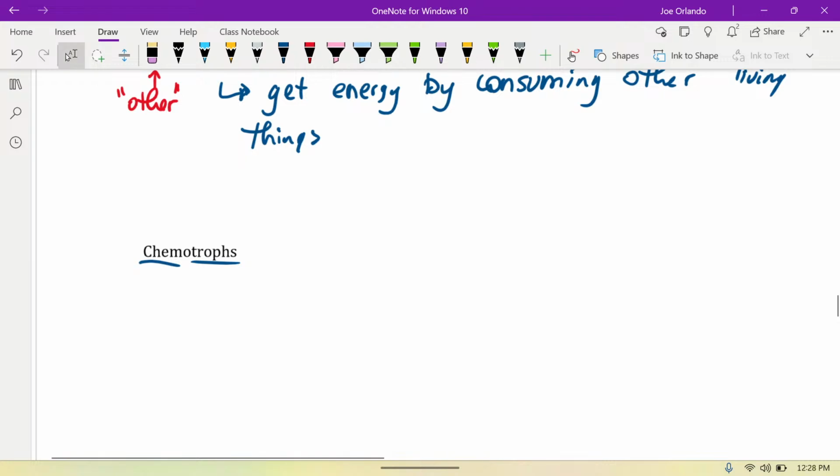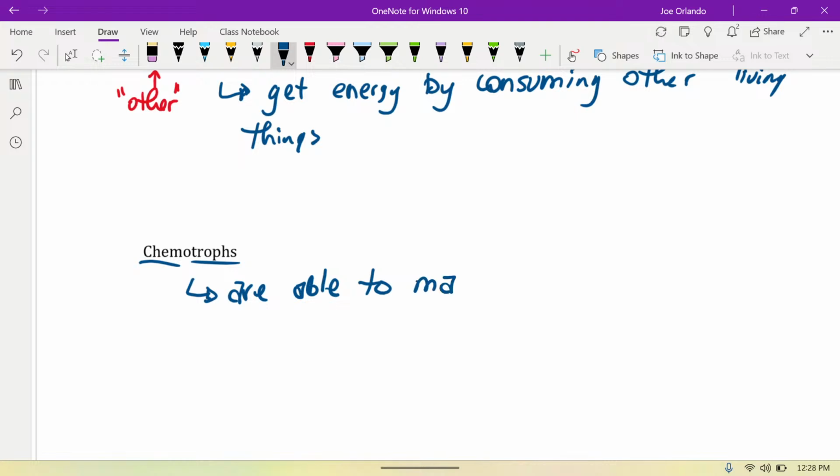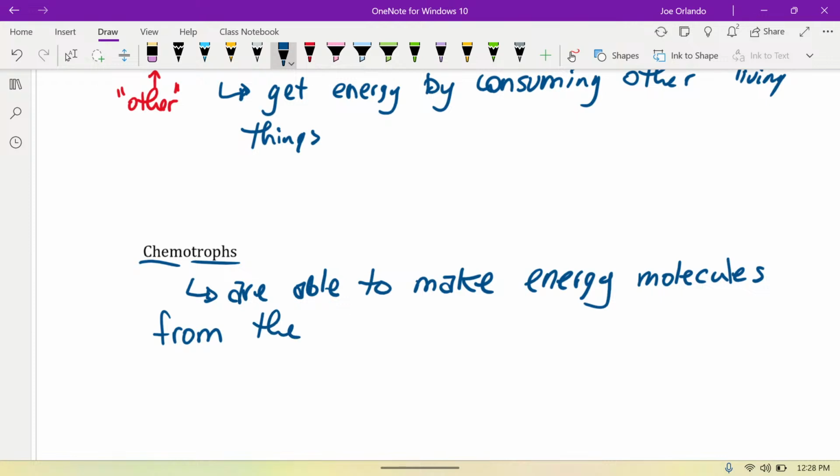Okay. And then what's a chemotroph? Yeah, these are able to make energy molecules. And when I say energy molecules, these are molecules the cell uses to store energy. So they're able to make energy molecules. The most common example is sugars, but there's others. To make energy molecules from the energy released by chemical reactions.